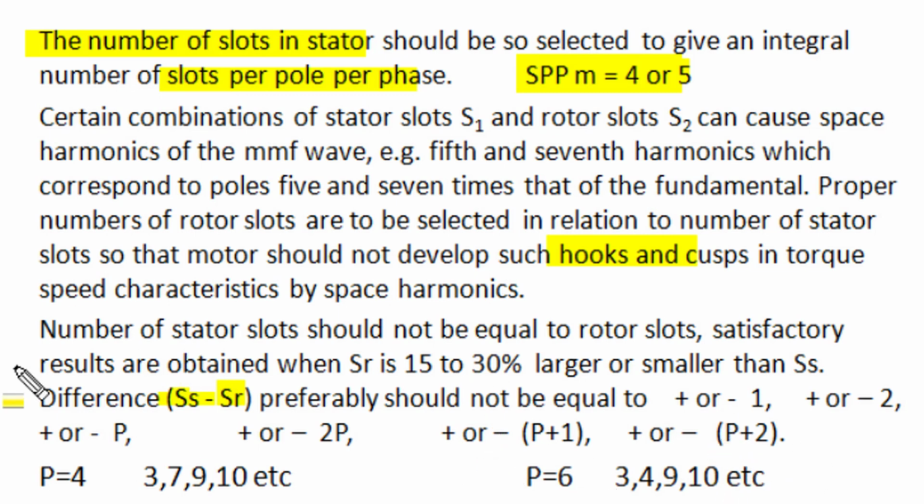So for a 4 pole design, if the difference of stator and rotor slots is either 3, 7, 9 or 10, then it will give a better sinusoidal MMF distribution and avoid harmonic MMF waves. And for a 6 pole configuration, the number of slots in stator and rotor should have a difference of 3, 4, 9 or 10, so that we will have a better sinusoidal MMF distribution without harmonics and without the problem of crawling.